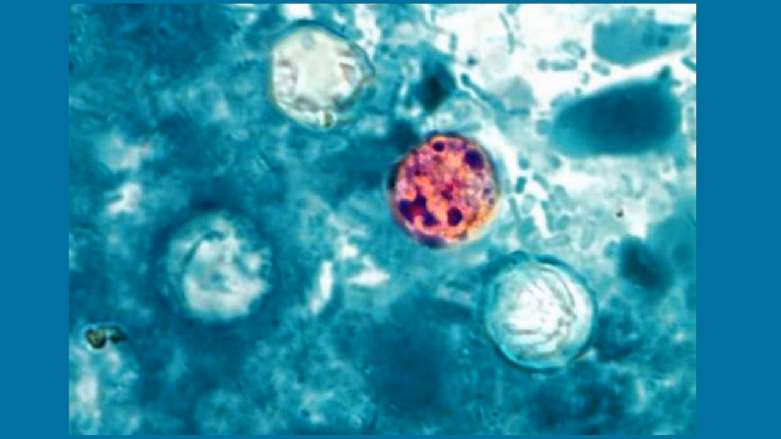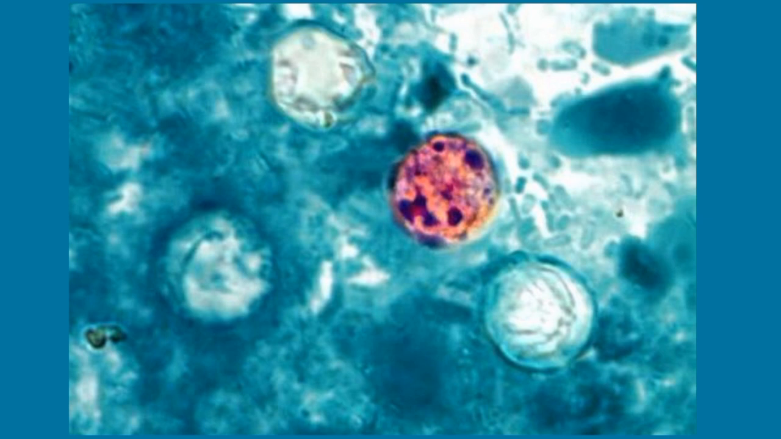Cyclospora cayetanensis oocysts, or the infective stage, are typically spherical to ellipsoidal in shape and measure about 8 to 10 micrometers in diameter. The oocysts have a thick double-layered wall that protects them from environmental conditions and allows them to survive outside the host. Inside the oocyst are two sporocysts, each containing two sporozoites. These sporozoites are the infective form of the parasite.